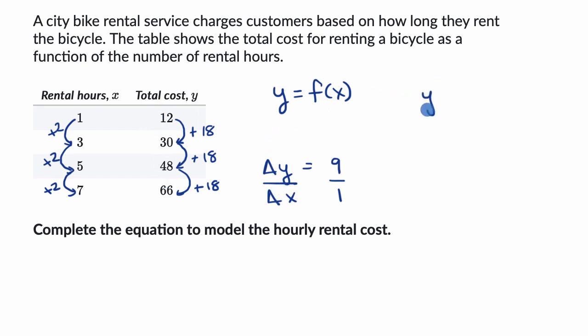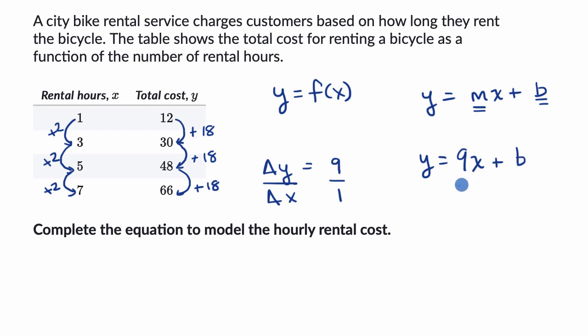It's going to have the form y is equal to mx plus b, where m is the slope and b is the y-intercept. We just figured out the slope. It is $9 per hour. So we could say y is equal to 9x plus whatever the y-intercept is. The y-intercept would be the minimum that they're going to charge you before they even bill you based on hours.